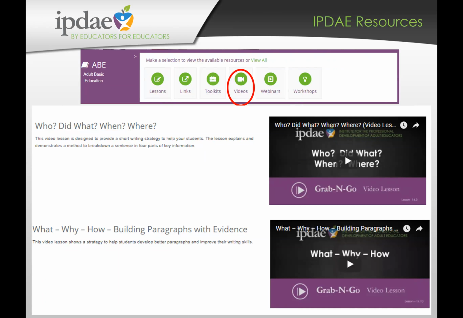I just wanted to point out that the top grab and go that I'm showing you here, the who did what, when, where, is actually a lower level activity as compared to the what, why, how, just by looking at the types of question. The bottom grab and go, the what, why, how, building paragraphs with evidence, is really going to help you build your student skills towards GED. As we all know, GED writing and reading is all about finding evidence, and finding evidence that supports the author's claim.